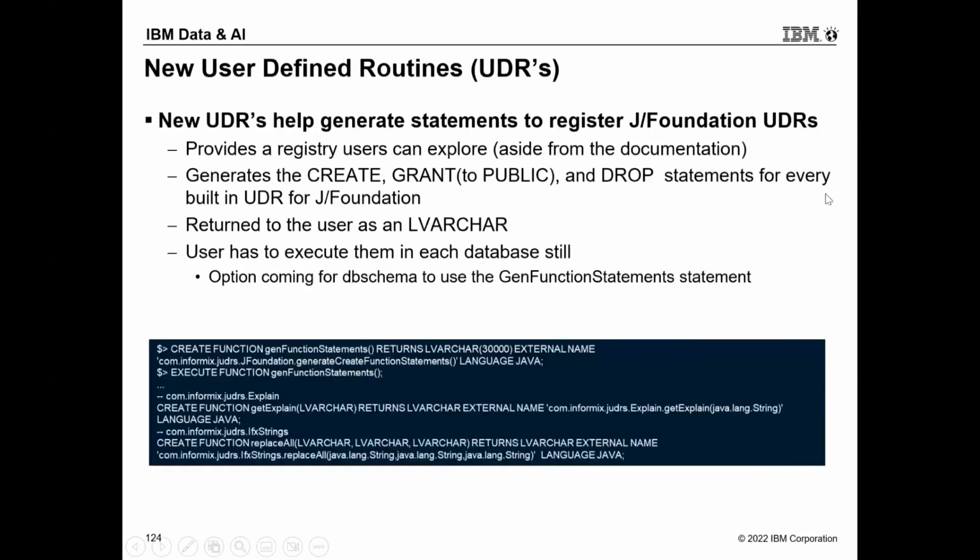Some new UDRs, helping generate statements to register JFoundation UDRs, provides a registry users can explore, generates the create, grant to public, and drop statements for every built-in UDR for JFoundation, returns to the user as an LVARCHAR. The user has to execute them in each database still. Option is coming for DB schema to generate gen function statement.